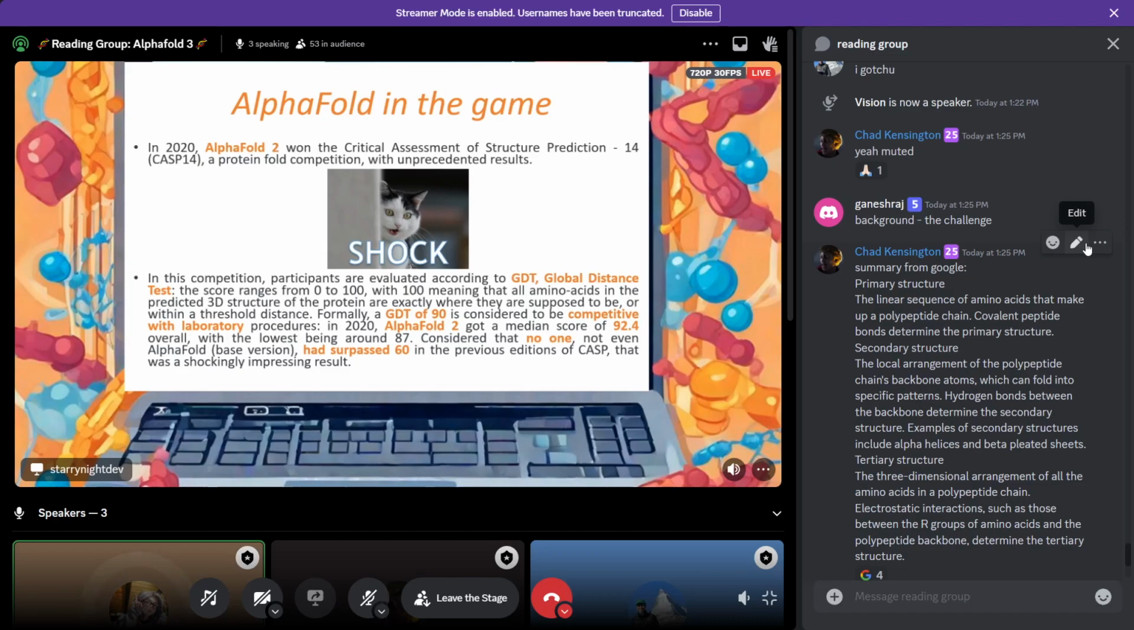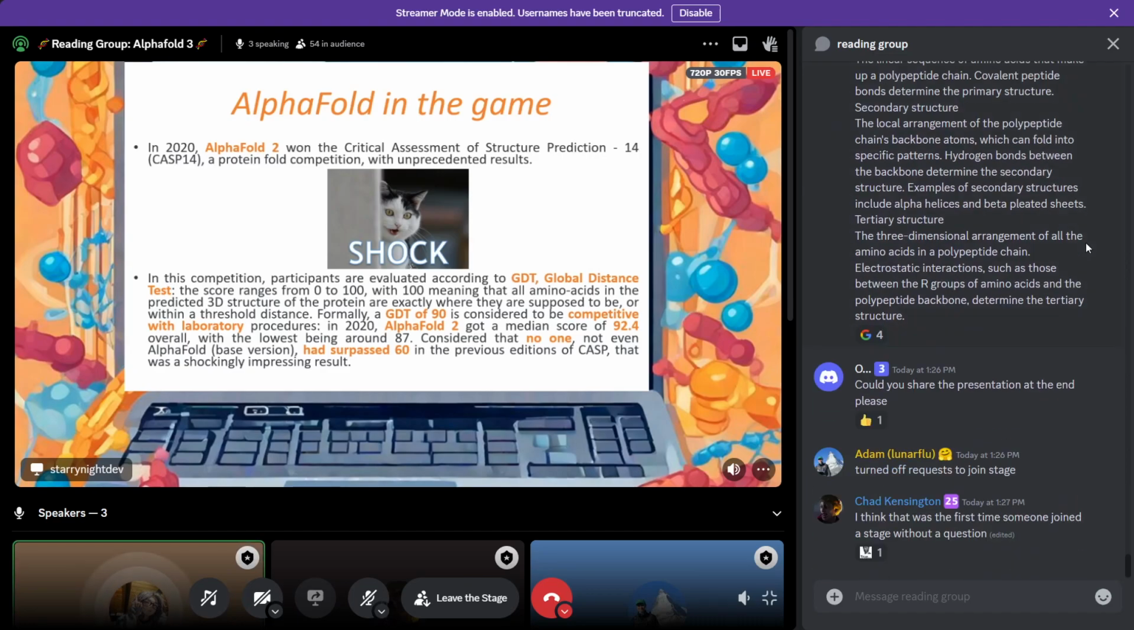And as you can see here, with our little cat, it was a real shock for everyone when, in CASP 14, the Critical Assessment of Structure Prediction, the 14th edition, in 2020, AlphaFold came in and scored a neat 92.4 overall accuracy, or global distance test, but let's call it accuracy.